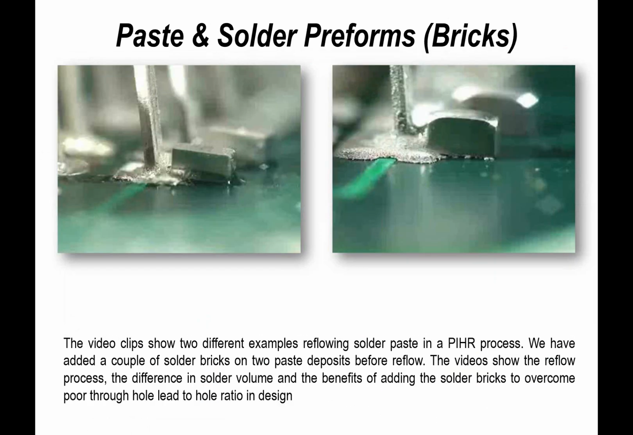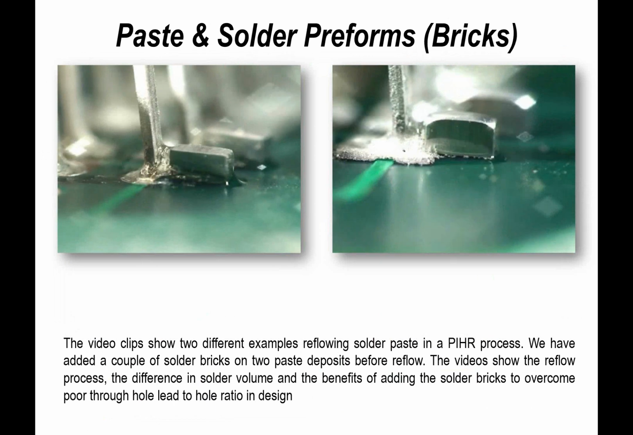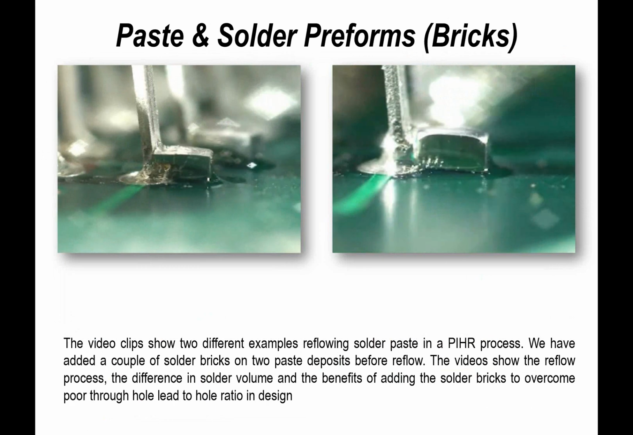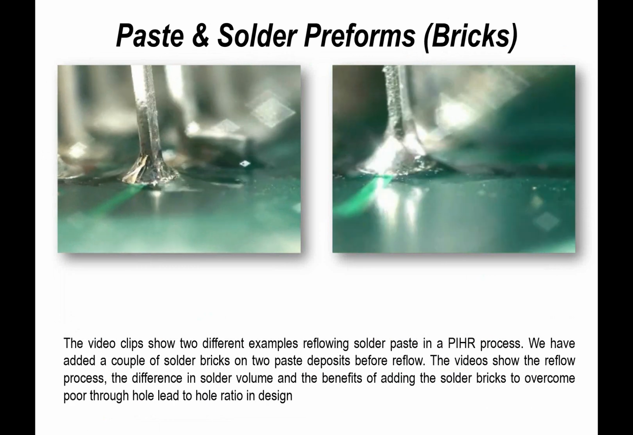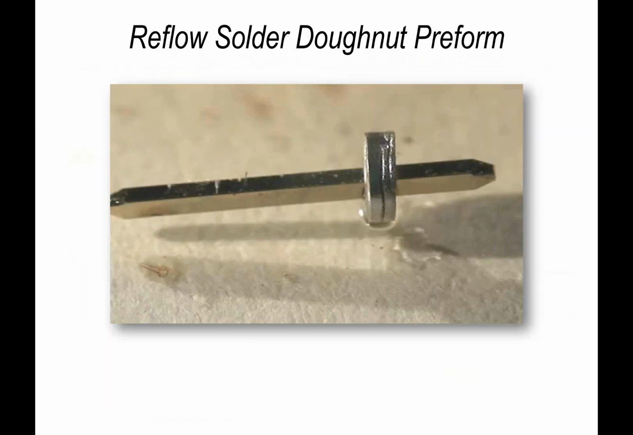So the 2 video clips you're watching at the moment illustrate this particular process. So what you can see is solder paste becoming liquid, and you see the brick slowly being drawn into the volume of the joint quite nicely, and it's very obvious that we've got a bigger volume on some pins than the others because we've used the bricks, and that's why we can see those present on the surface.